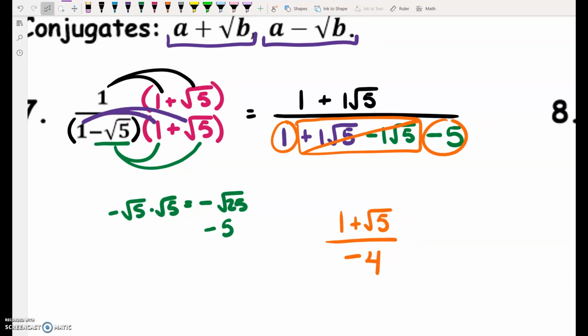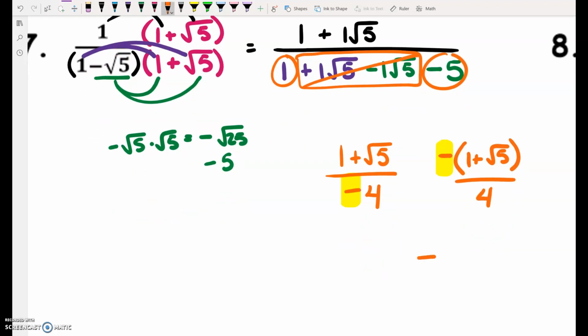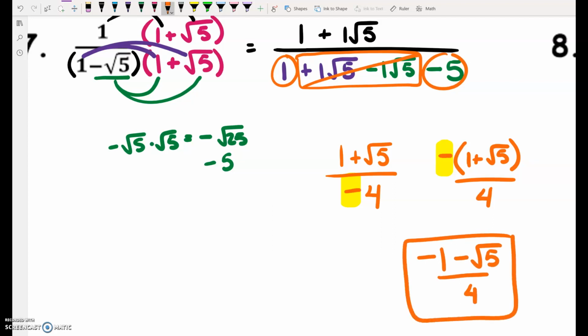Now, I would count this answer as correct. But do you think Big Ideas Math is going to count this answer correct? No, they don't like having the negative on the bottom. They want us to move this negative to the top. So we would have negative, and then this stuff would be in parentheses over 4. You're just moving that negative up to the top. And then we can distribute that negative. Our final answer would be negative 1 minus the square root of 5 over 4. That is mathematically the most correct simplified answer.